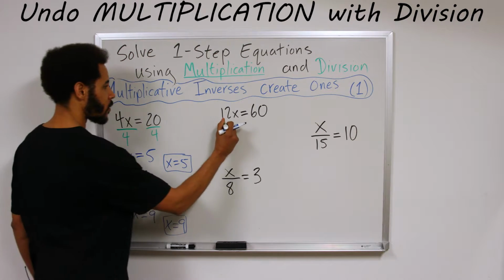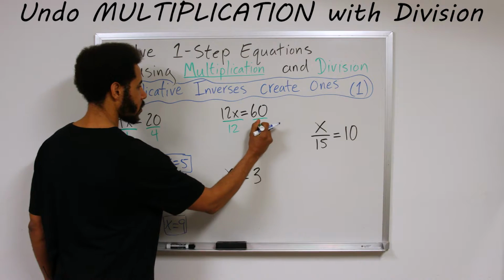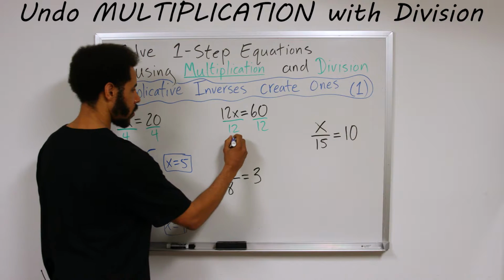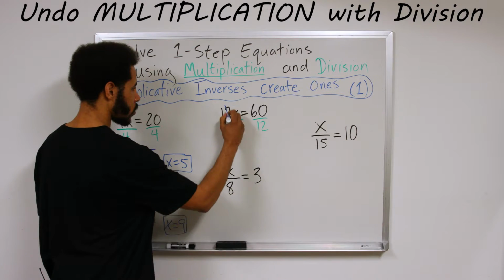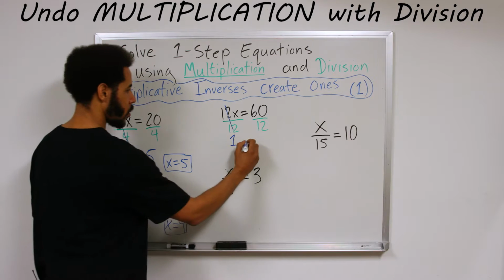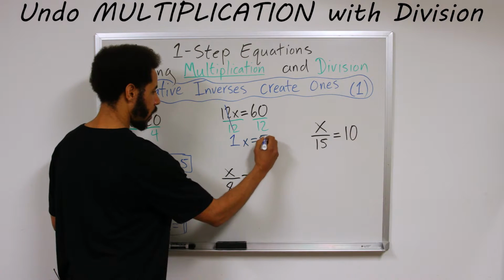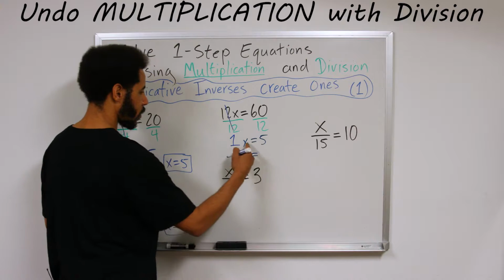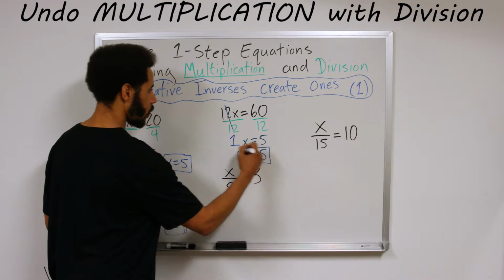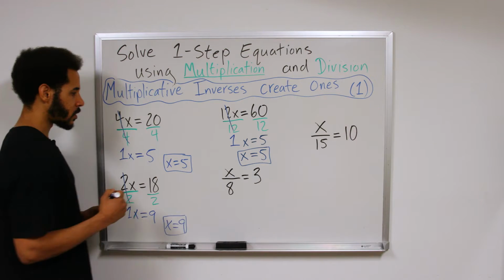Really quickly over here, we divide by 12. We ask ourselves, how many 12s can go inside of 60? We have 1x here. A lot of people will cross these out to show that they're making a 1 here. 1x equals 5. And if you multiply something by 1, it's the same as leaving it isolated. X equals 5. 5 times 12 is 60.